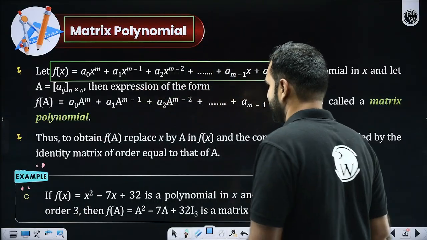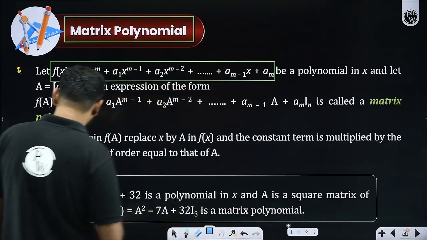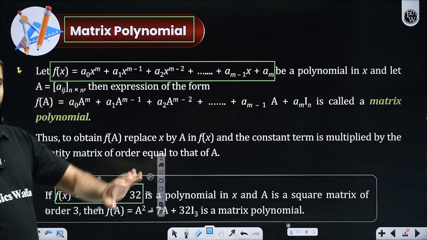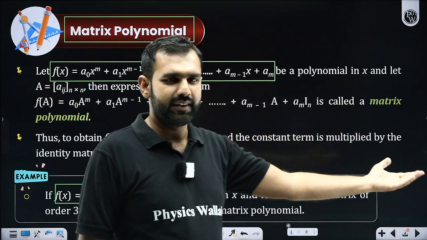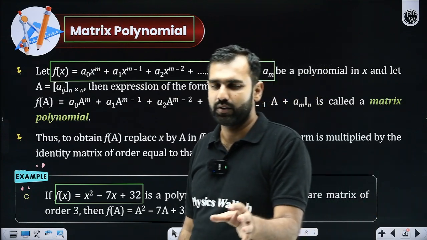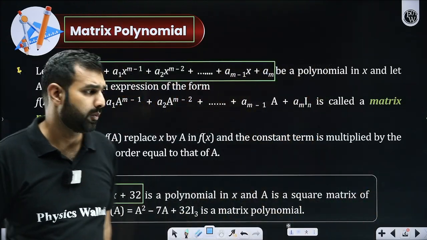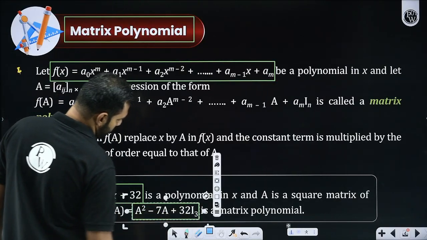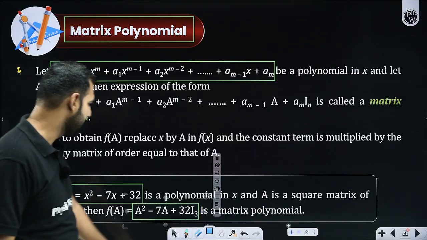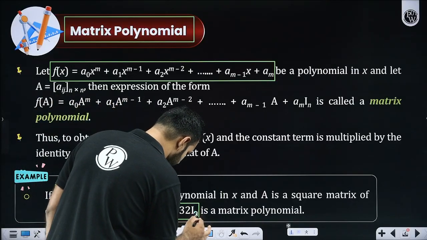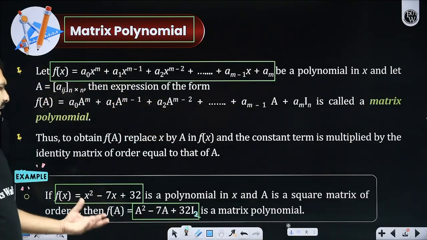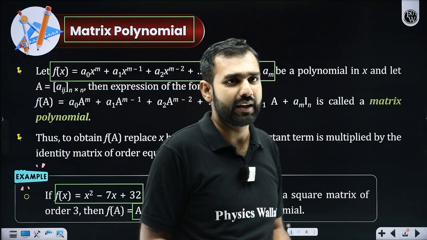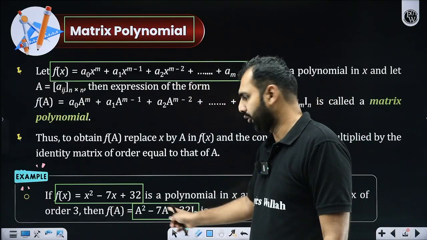Now, with this, let's say f of x is a quadratic polynomial. Let's say I want to write for a matrix A, which is a square 2 by 2 matrix, its matrix polynomial equation, given by A squared minus 7A plus 32. This here should be I2. I'm really sorry for this. So this is a matrix polynomial, just one of the ways of writing polynomials. But instead of the variable x, what we have here is a matrix.